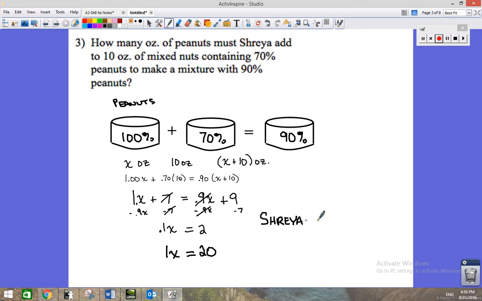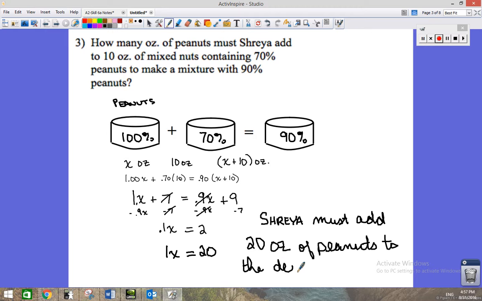Shrey must add 20 ounces of peanuts. I don't know, to get the desired mixture. Something like that, just a brief sentence.